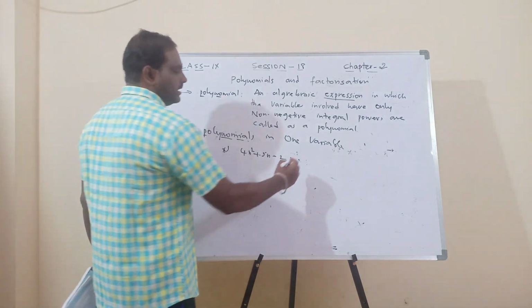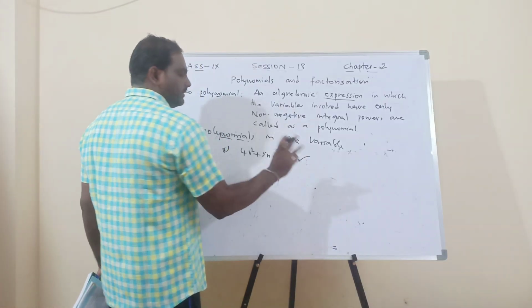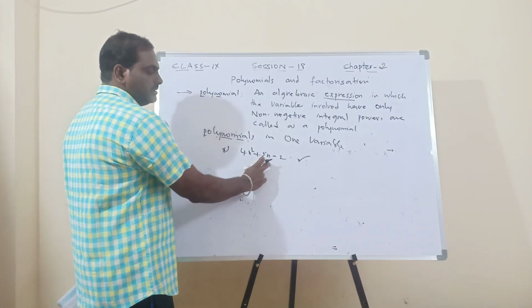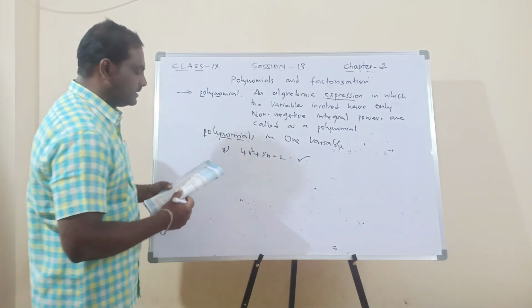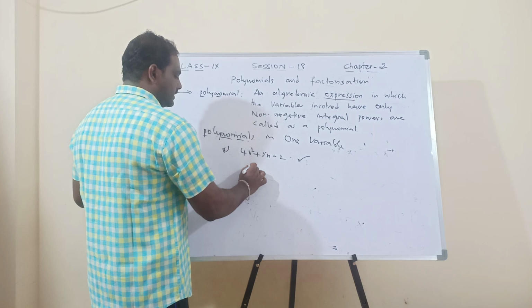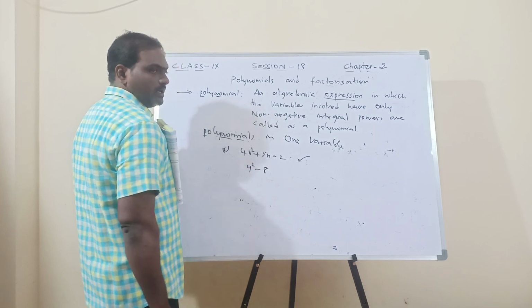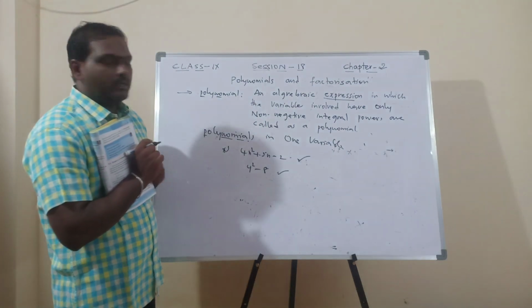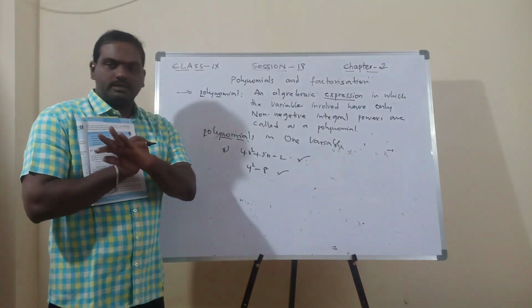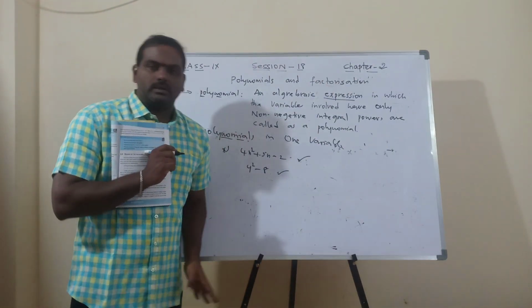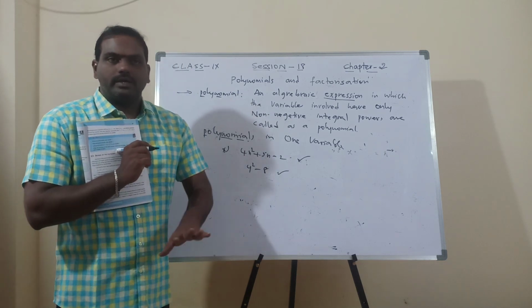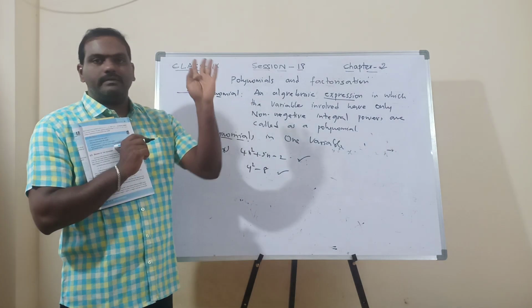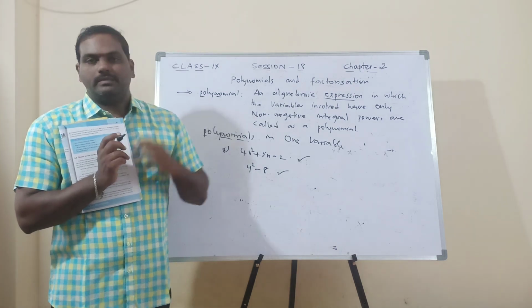Yes, it's a polynomial, and it is also a polynomial in one variable. What is the variable here? X. Now look at the second question, y square minus 8. Is it a polynomial or not? Yes, it's a polynomial, and it is in one variable. What is that variable? Y. There is no condition that there should be x only, or y only. There can be any variable, but that variable must be one.